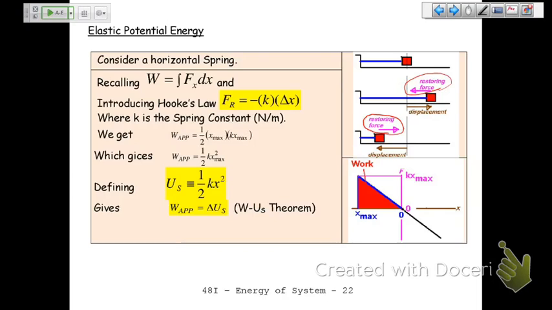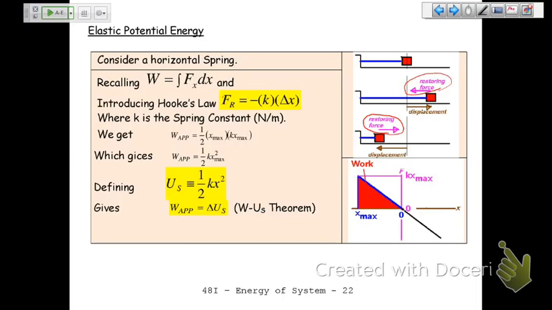Let's do our derivation. So we say work is equal to the integral of Fx dx. And in this case, Fr, the restoring force, is equal to minus k times x, minus because it's in the opposite direction. k, because it's a constant. If I double this, I double that. And delta x is the displacement. So we call this value k, this numerical value, a spring constant, because it's constant for a given spring. And it's in newtons per meter.